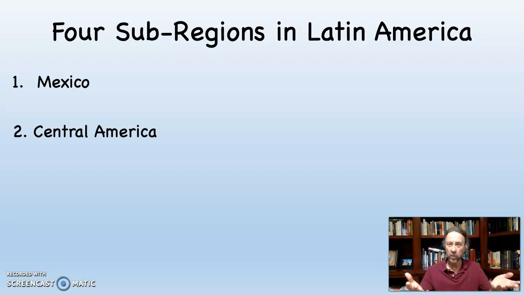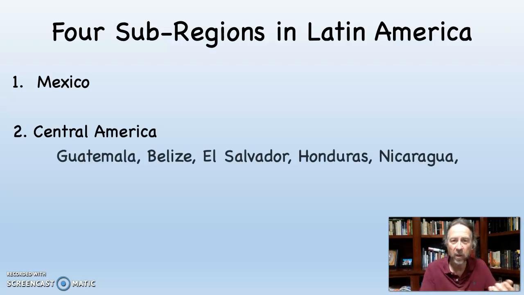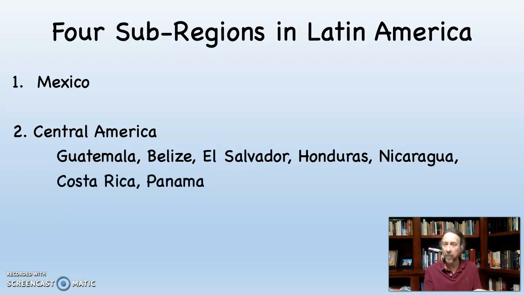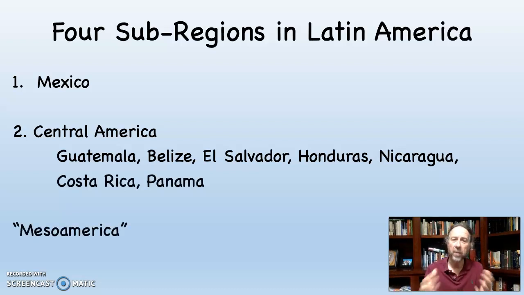After that, we're going to go to Central America, which is the 7 countries that act as a kind of land bridge between Mexico and South America, and they are Guatemala, Belize, El Salvador, Honduras, Nicaragua, Costa Rica, and Panama. These 2 things combined, Mexico and Central America, make up what we call Mesoamerica.